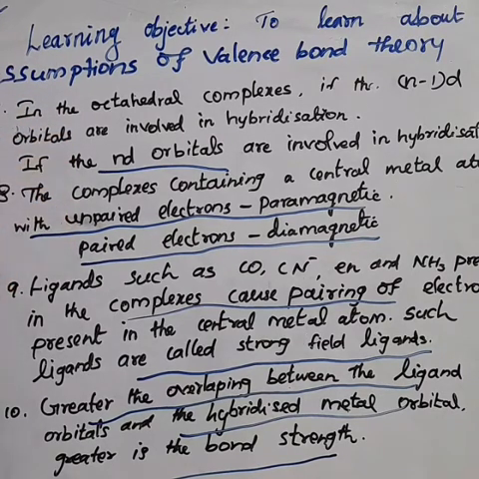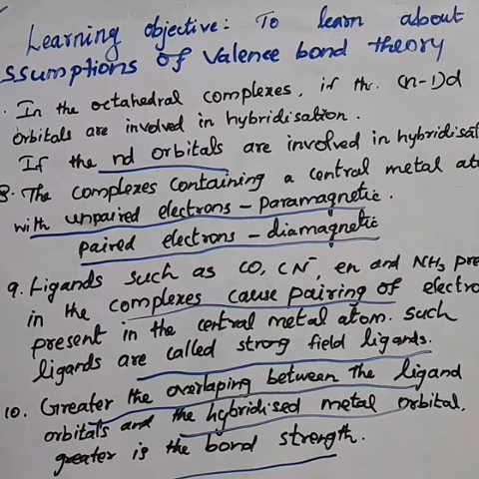Hybridization is the process of mixing of atomic orbitals of comparable energy to form an equal number of new orbitals, that is called hybridized orbitals. About the fifth point, the vacant hybridized orbitals of the central metal ion linearly overlap with filled ligand orbitals to form what bond? Coordinate covalent sigma bond.